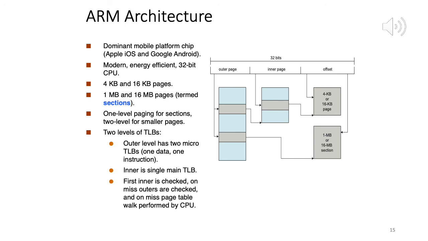Okay. So naturally, with large pages, the page table size reduces, and when the page table size reduces, you don't need hierarchical paging. Single level paging is enough. You can easily find memory to store the whole page table in contiguous locations. So that's why we say one level paging for sections, two level for smaller pages.